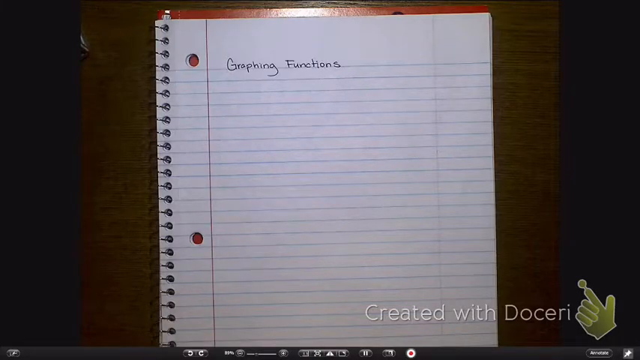How many of you guys have used a function table before? Raise your hand. You think you might have used one before? Okay, a function table. Yeah, okay.